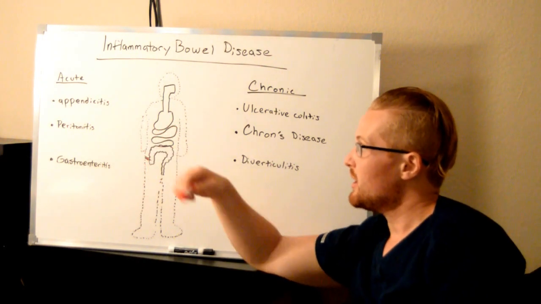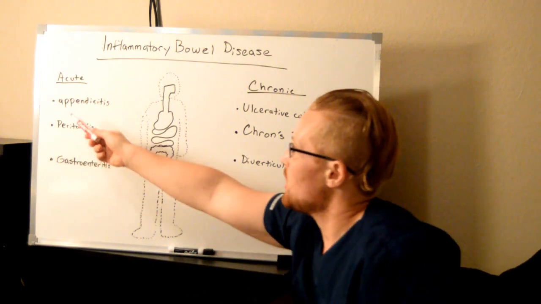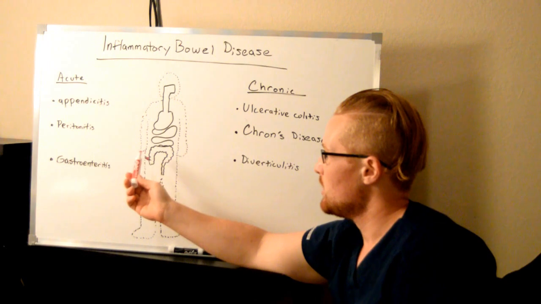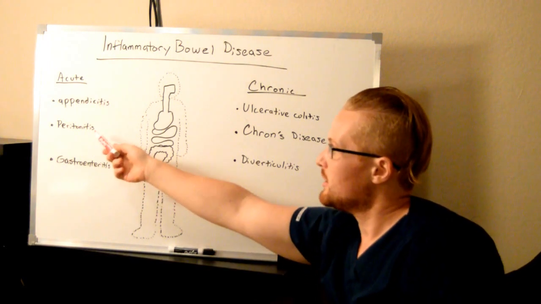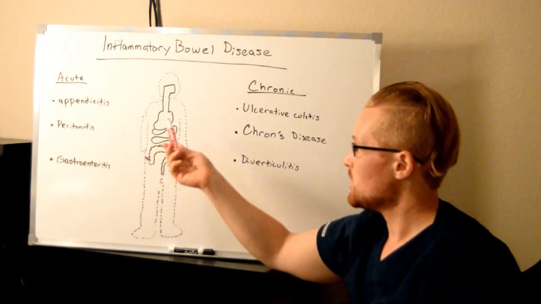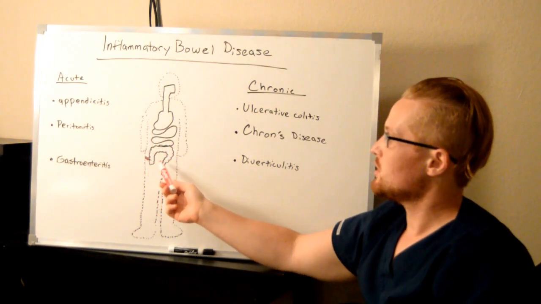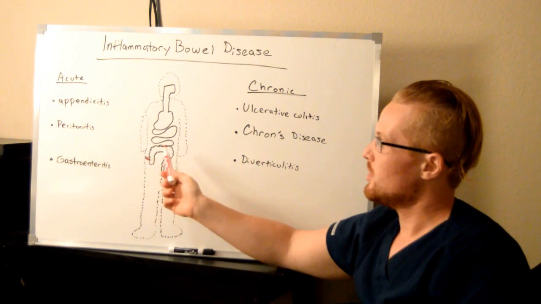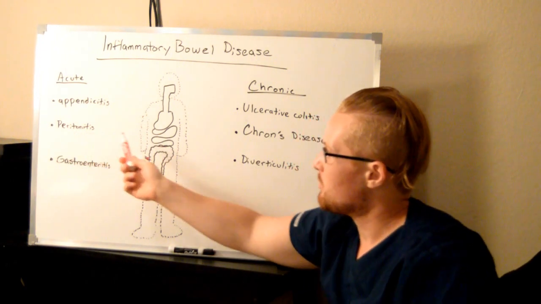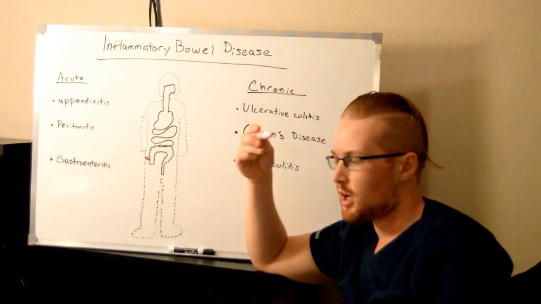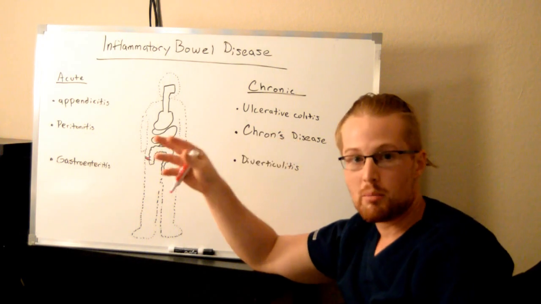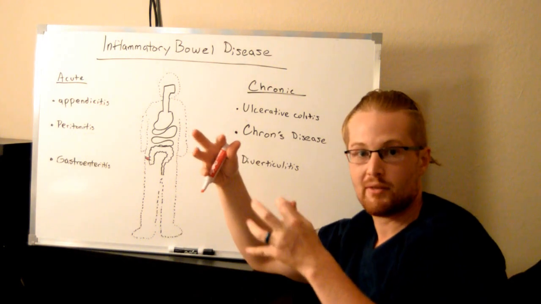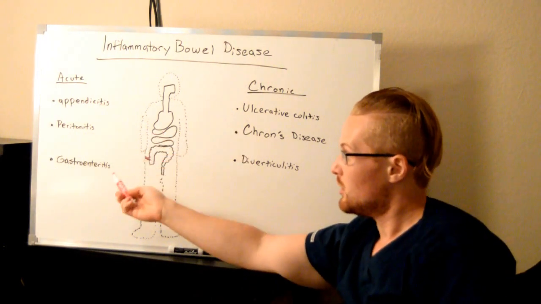So acute, we have appendicitis. Appendicitis, you can see here, appendix inflammation. That's going to be inflammation of the appendix. And peritonitis would be the peritoneum, which is the cavity in which you see the large intestine, small intestine, and the stomach all in. And so you're going to have inflammation of that peritoneum, and this is caused by maybe a bowel rupture and getting stool or gastric contents into that open cavity and it developing an infection.